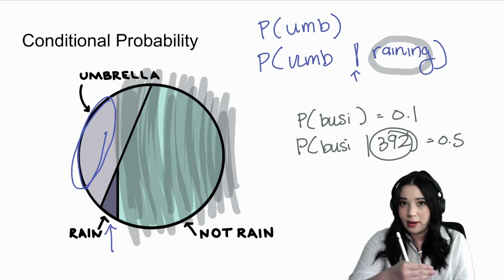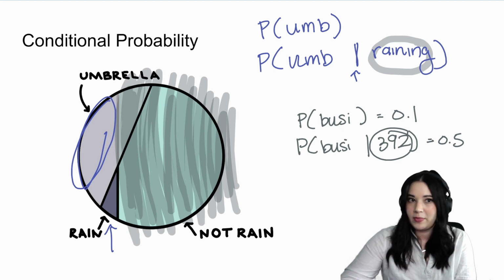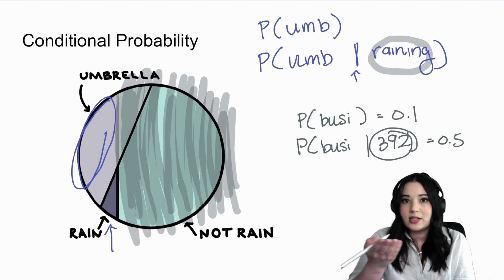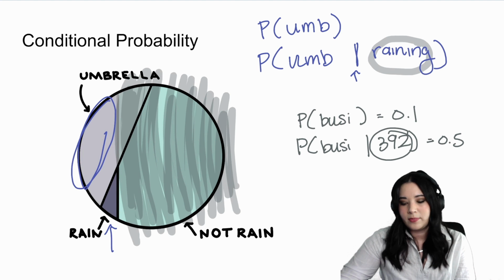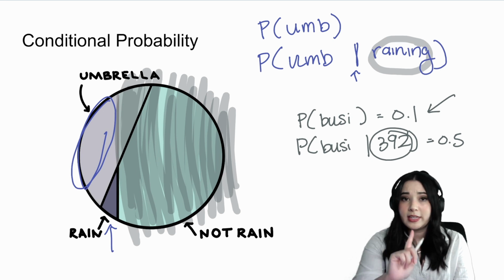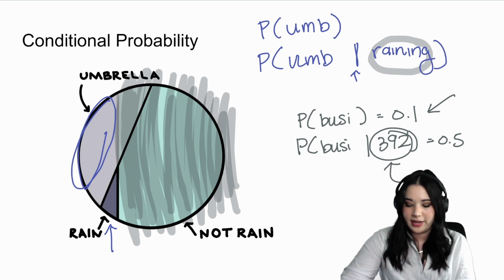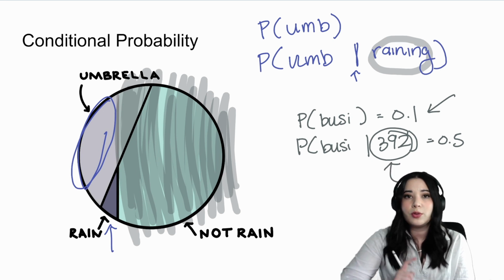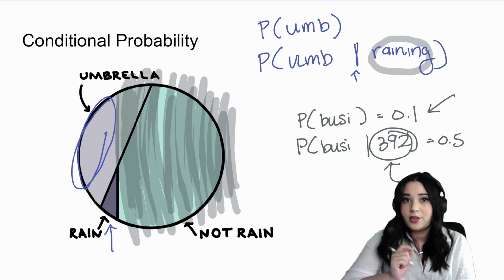The conditional probability has a condition. It basically restricts the denominator of our probability. In the probability of being a business student, the denominator is every student at Chapman. In the conditional probability, our denominator is restricted to people who are taking CPSC 392.